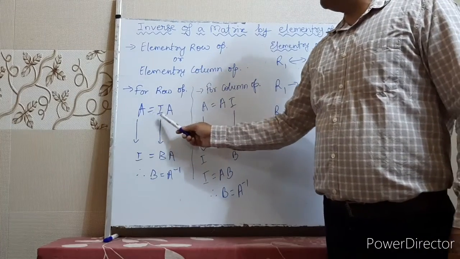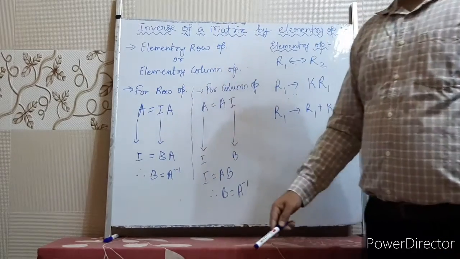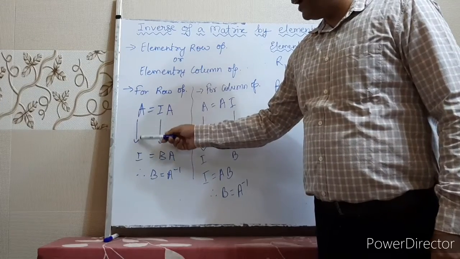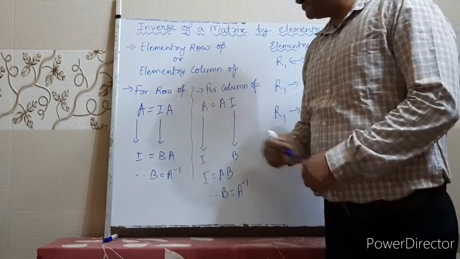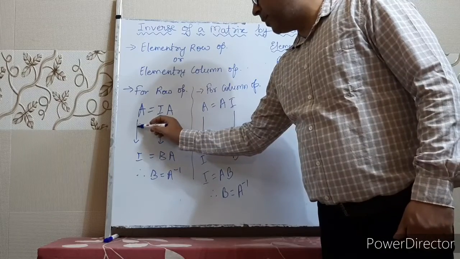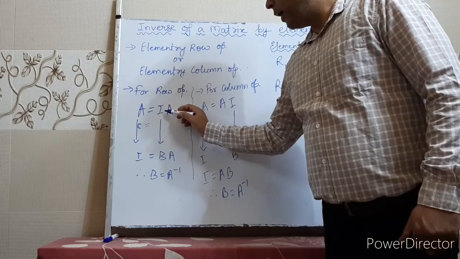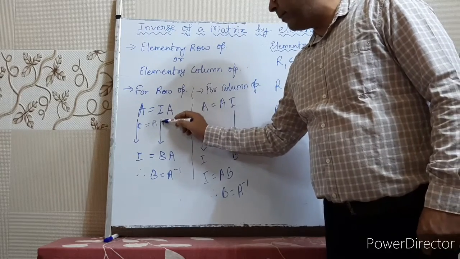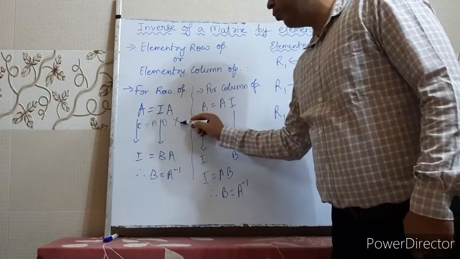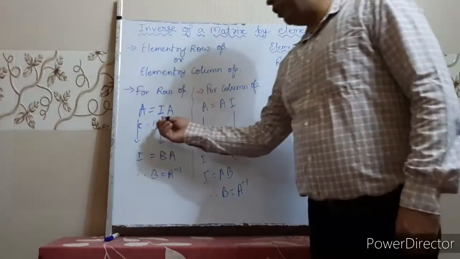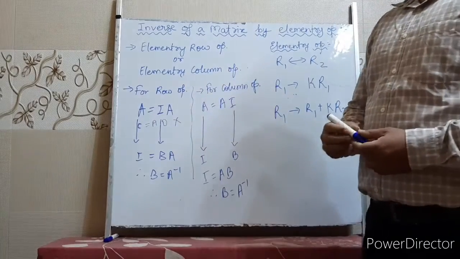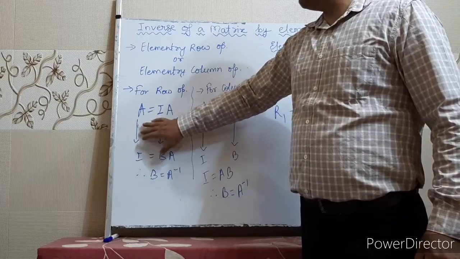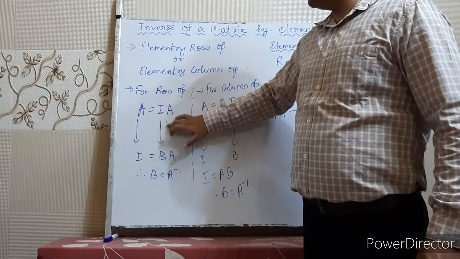A equals IA. Don't write A equals AI, because if you write AI, then when you apply the operation in matrix A and matrix I, say you apply it on A and some matrix C comes, and when you apply the same operation in the identity matrix, some matrix D comes. This will not be true, children. The equality will not be defined here. So for equality to exist, we need to apply only this format, A equals IA.